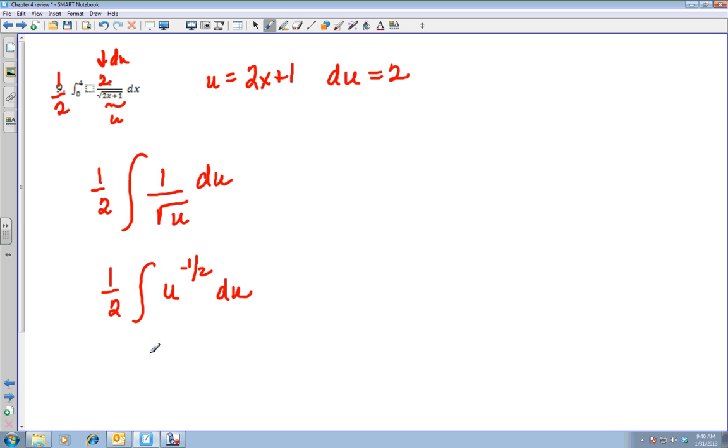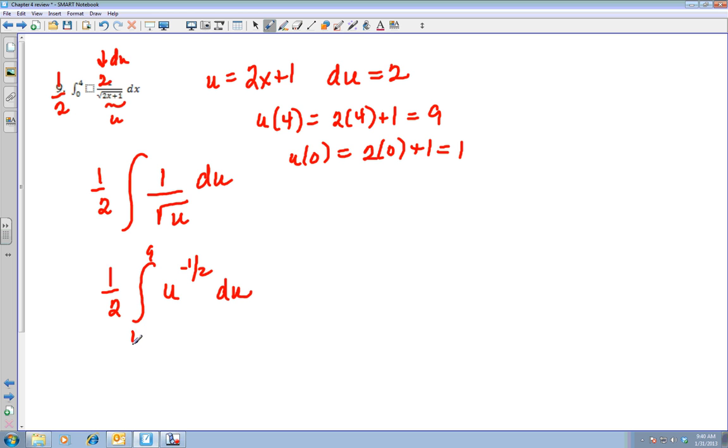Okay, so that we don't have to substitute our u back in, let's change our upper and lower limits. So I'm going to plug in 4. So u of 4 equals 2 times 4 plus 1. That's going to give me 9. So that's going to be 9. I'm going to plug in 0. So u of 0 equals 2 times 0 plus 1. So that's going to give me 1. So I have my new problem right here.